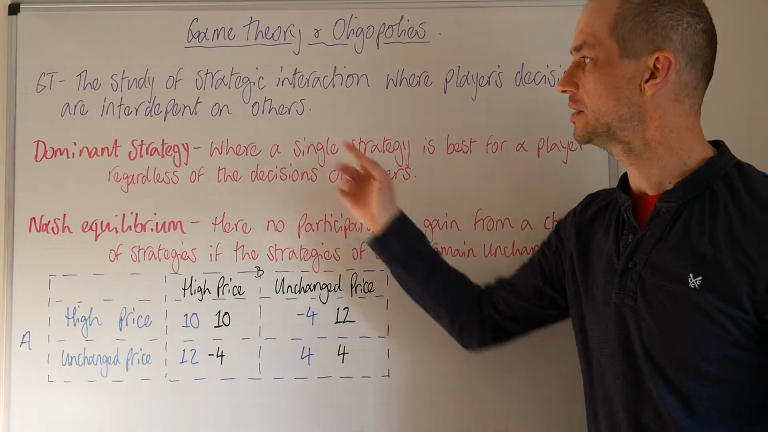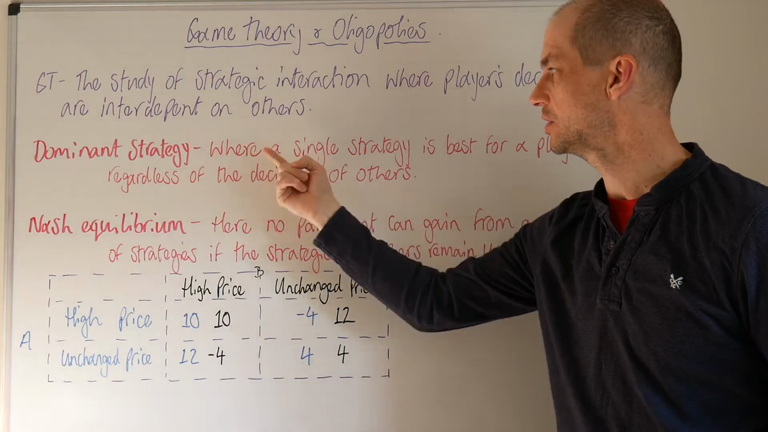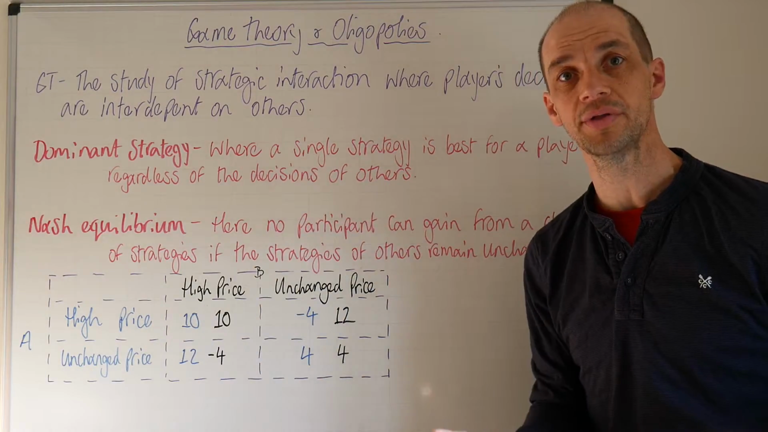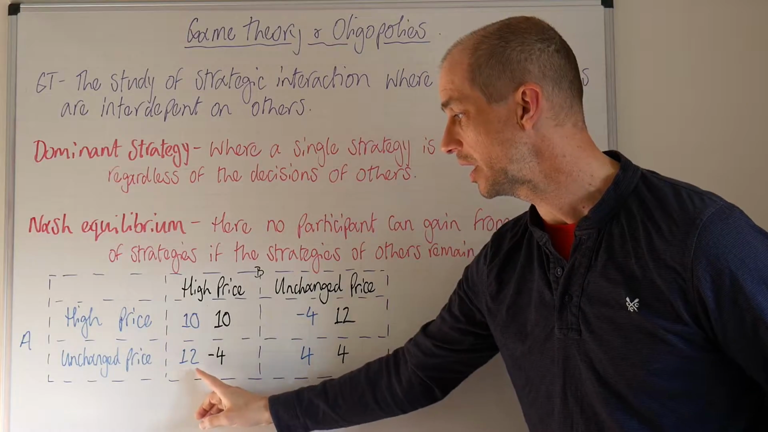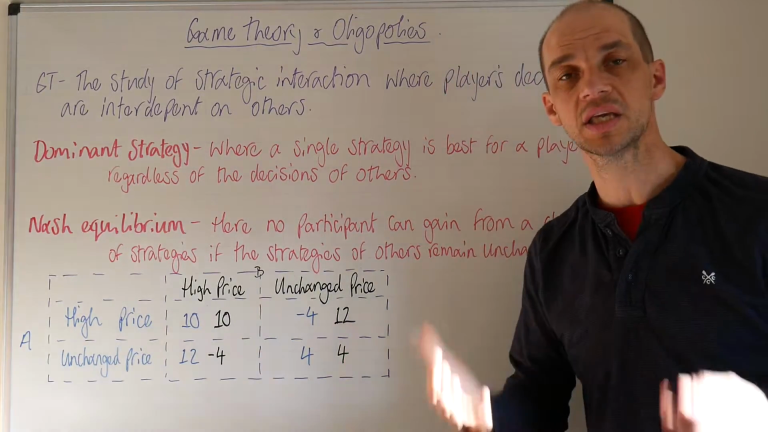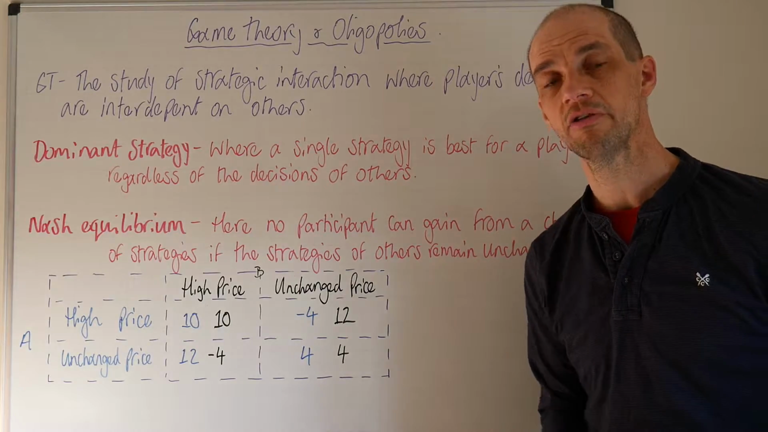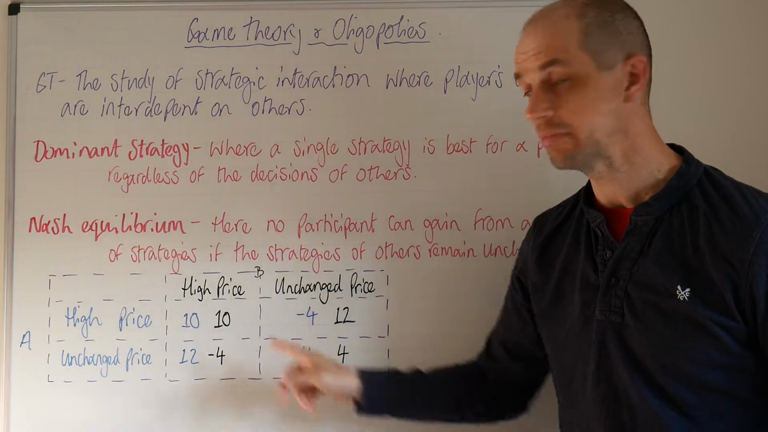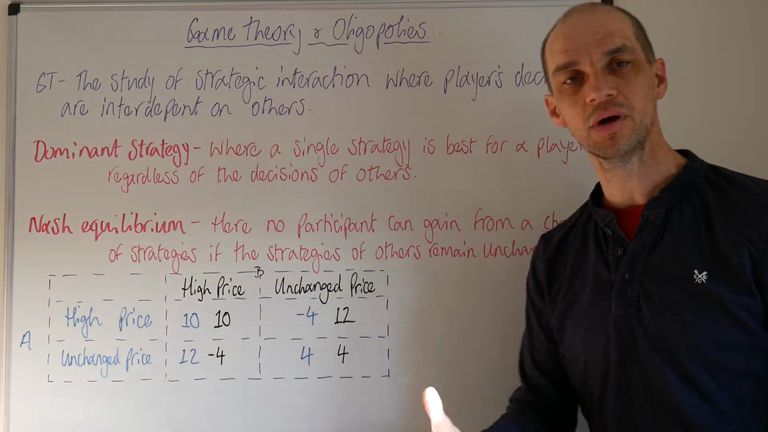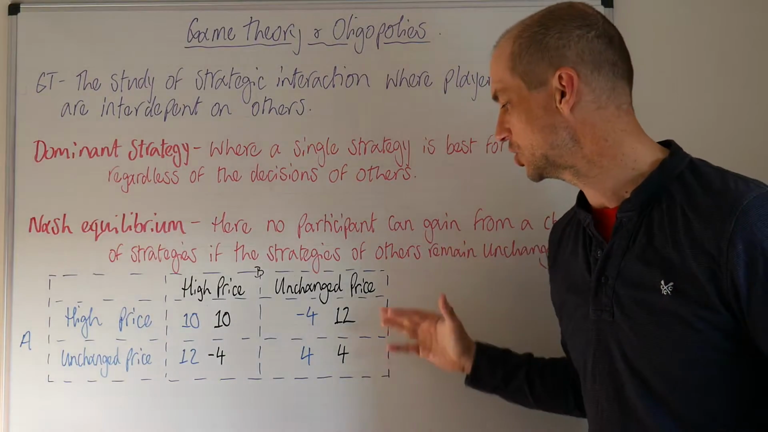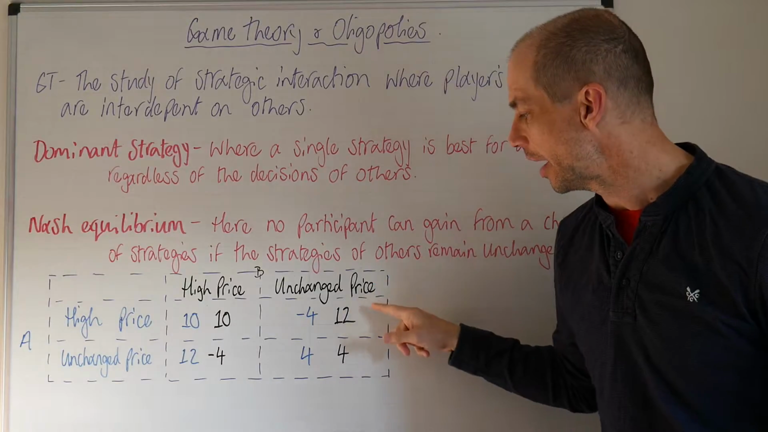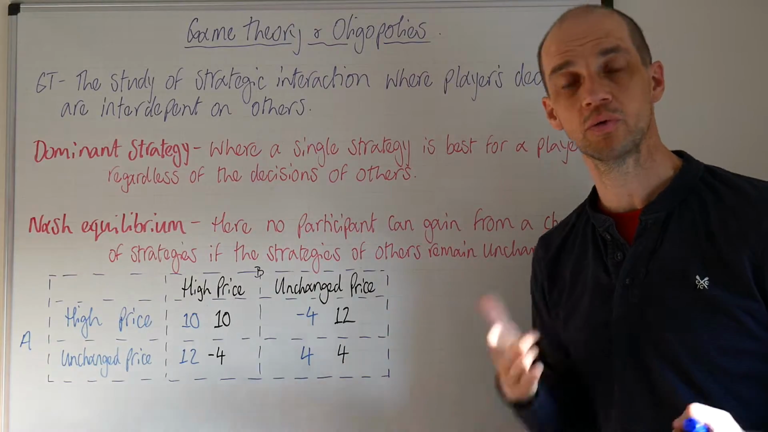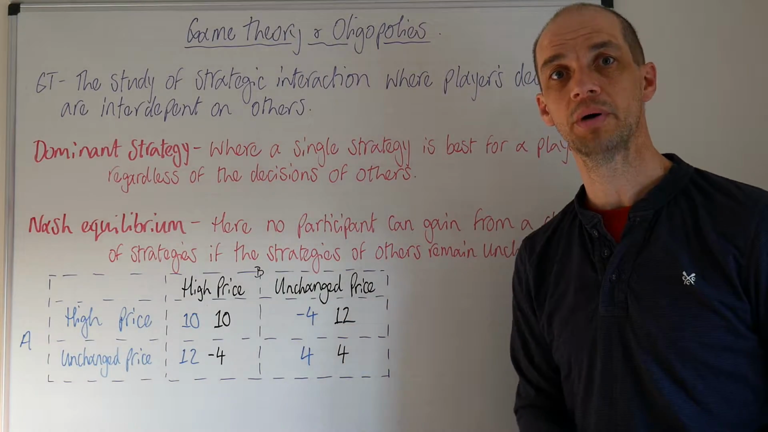So what is likely to be their dominant strategy here? This is where a single strategy is best for a player, regardless of the decisions of others. Well, what's the best option here? Clearly it's going to be the unchanged price, because it guarantees a level of profitability for Airbus in this instance. If we run through the example for Boeing, you can see I've used the same figures for Boeing here as well, really reflecting the fact that perhaps their market share is likely to be very similar. Now we've got 12 and 4, 10 and -4. So again, 12 and 4 is going to be that dominant strategy for Boeing, of course.